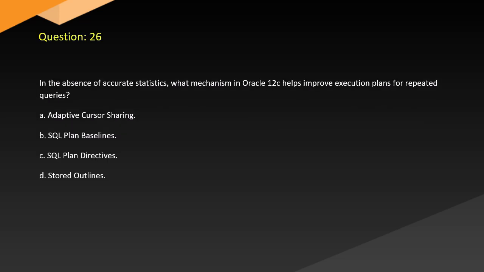Question 26. In the absence of accurate statistics, what mechanism in Oracle 12c helps improve execution plans for repeated queries? A. Adaptive cursor sharing. B. SQL plan baselines. C. SQL plan directives. D. Stored outlines.